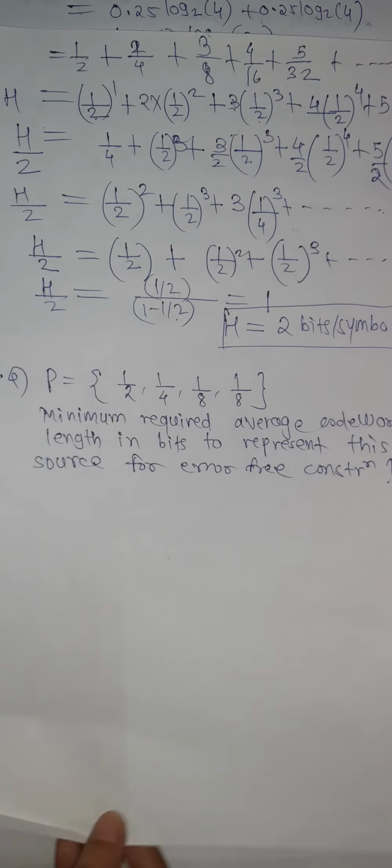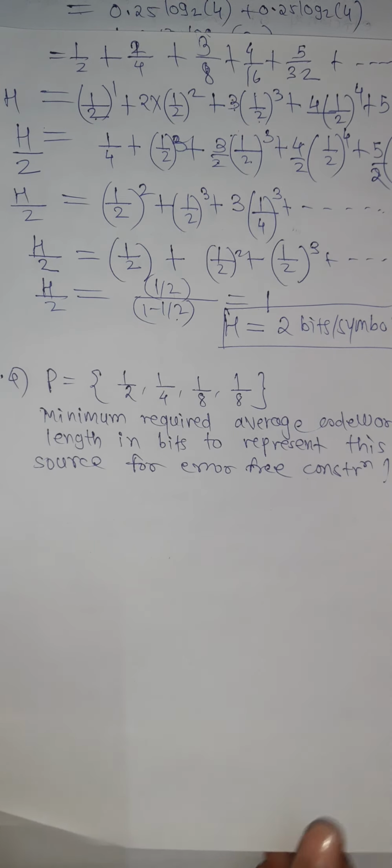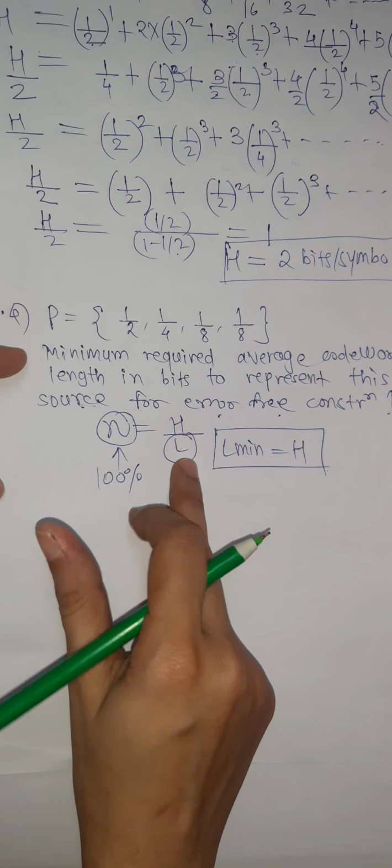Now the next question is P is equal to 1/2, 1 by 4, 1 by 8, 1 by 8. Minimum required average code word length in bits to represent this source for error-free construction is what? Minimum required average code word length for error-free construction means here our efficiency is 100%. So the minimum required code word length L minimum will become entropy. As here eta, the efficiency, is 100%, our entropy and length have the same value.